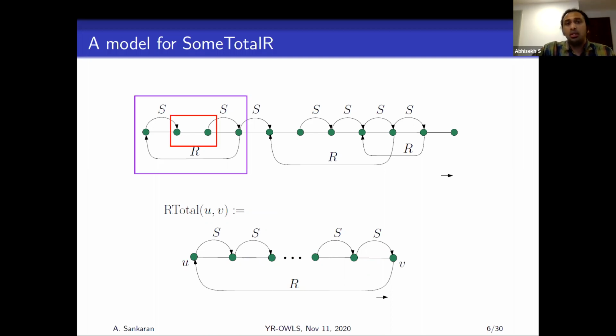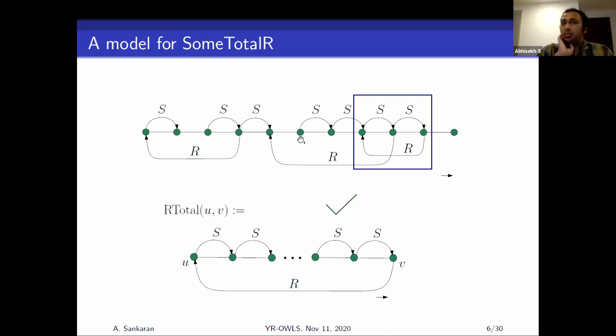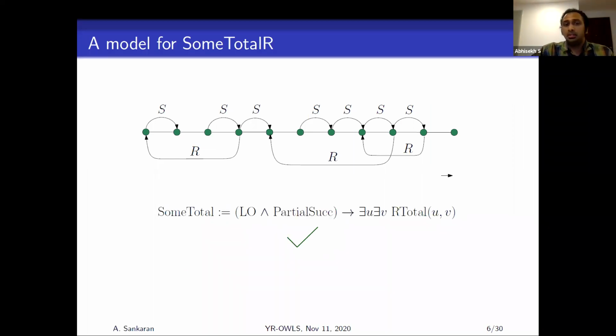S relation is total. Well, this is a candidate, but unfortunately the S relation gets broken in the middle. This is another candidate, but the S relation gets broken at the very outset. But here is a candidate which indeed realizes this R total UV property. Okay, so since there exist U and V which realize R total, the sentence is sum total is true.